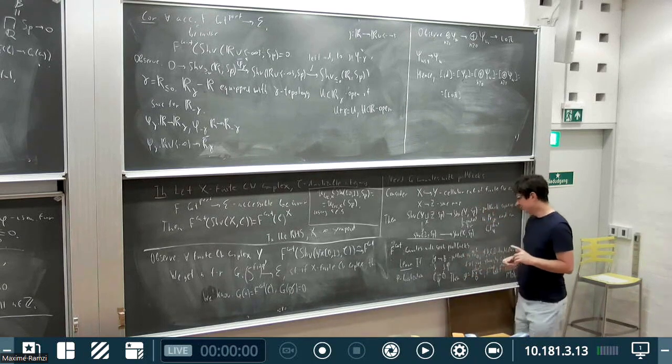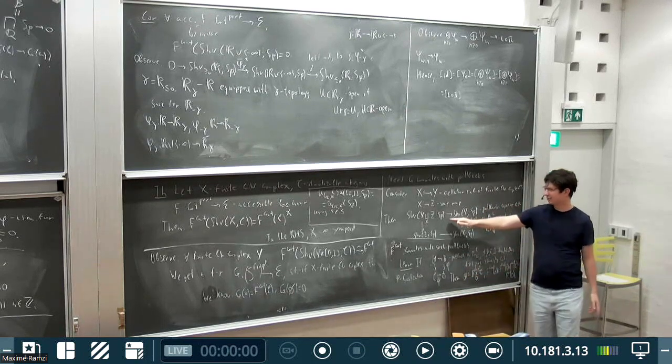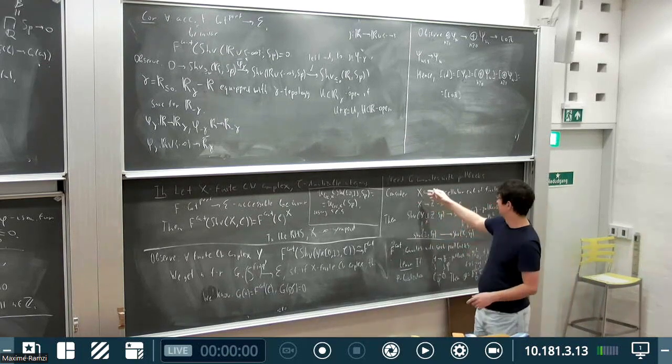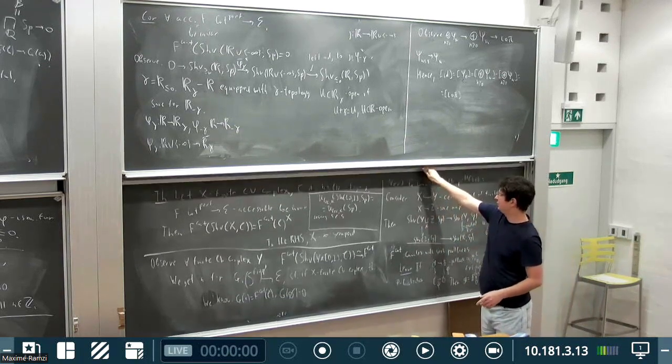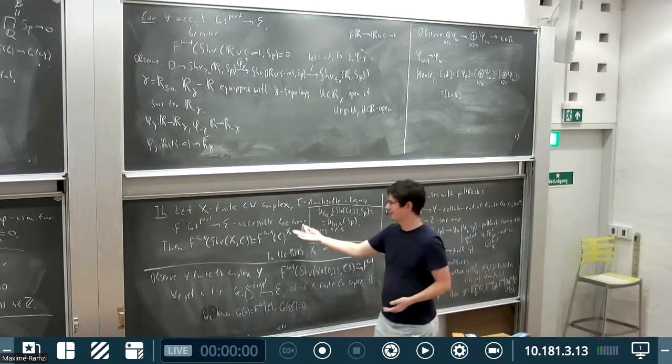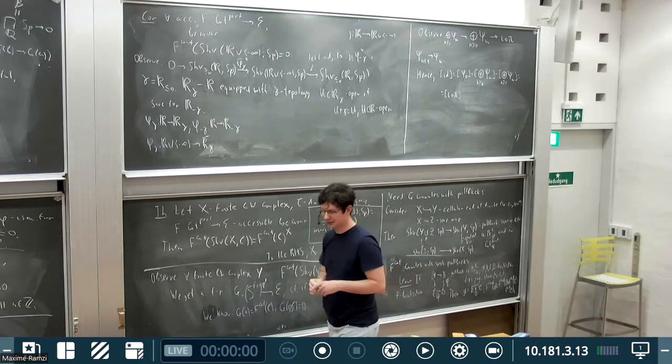Okay. So, in particular, this applies to our situation. So we deduce that our functor, which we denoted by G, commutes with pullbacks. And that's what we needed. That's all we need to deduce.